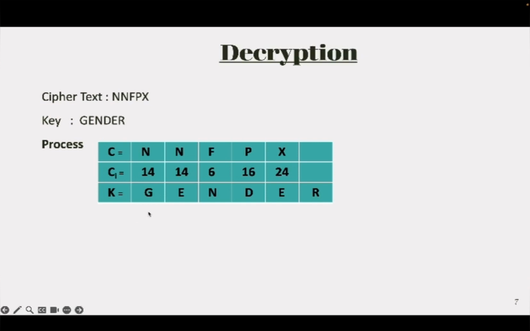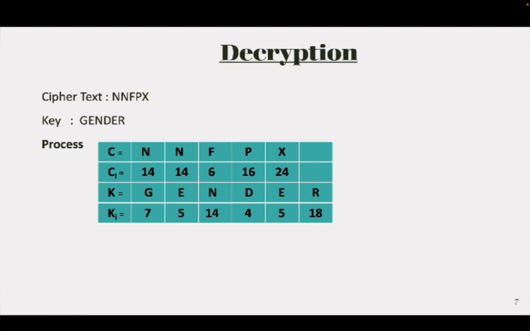We write it in every single box. So we can see that there is 1 row and 6 columns. Now we write the value of A to Z in sequence number. G means 7, E means 5, N means 14, D means 4, E means 5, and R means 18.